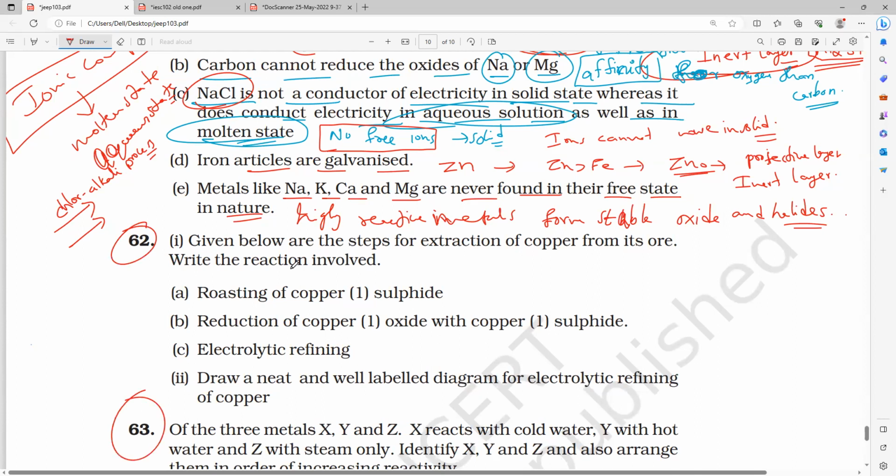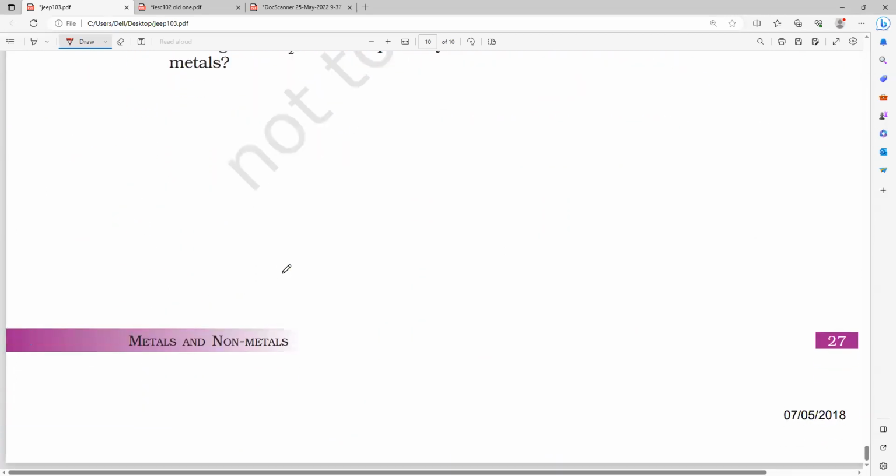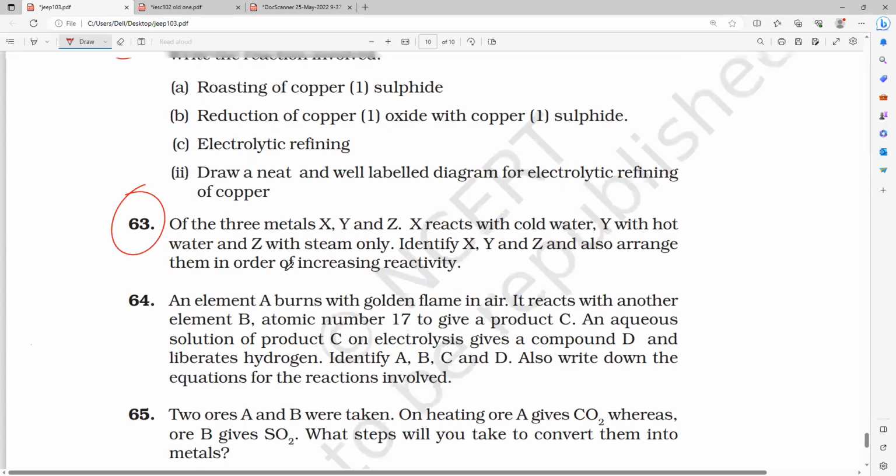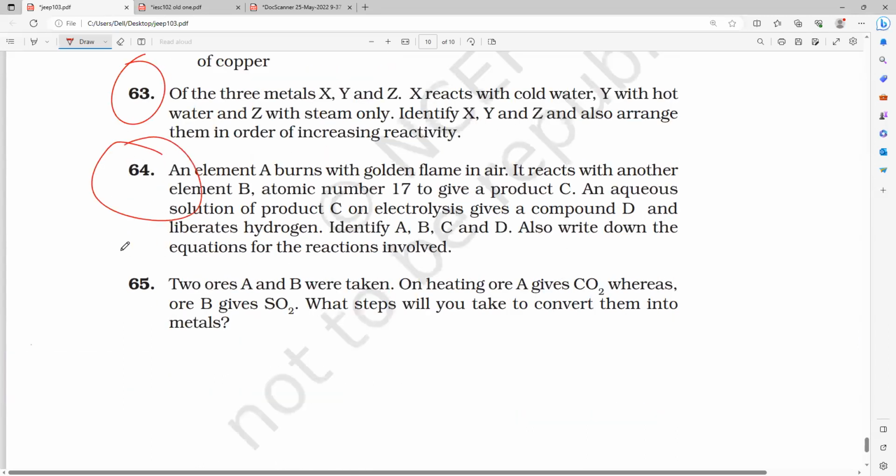62, 63 and 3 more questions are there. 4 more questions that we'll discuss in tomorrow's class: 63, 64 and 65. Once it is over, then we'll go to the next concept. I hope you all understand, guys, how much importance each question has. Everything is very important.